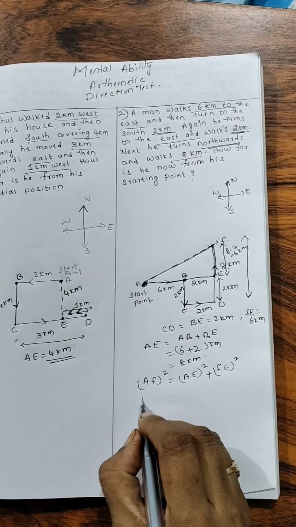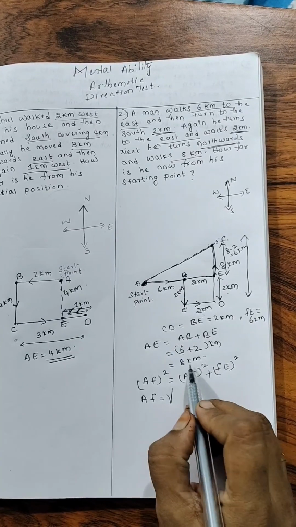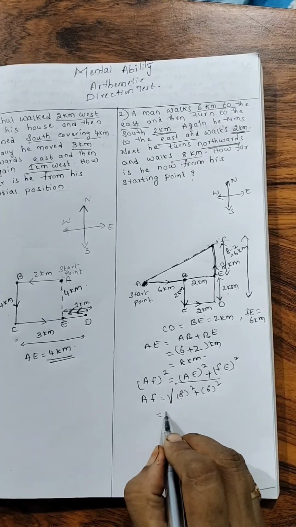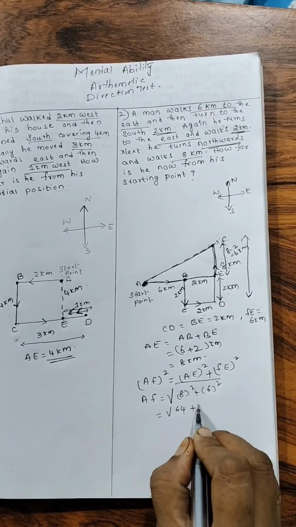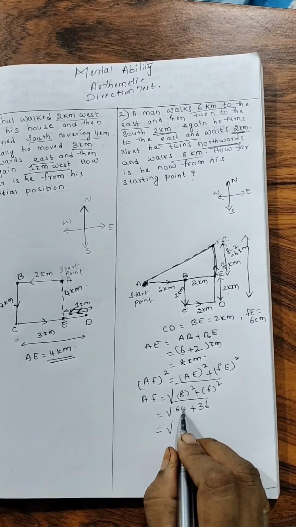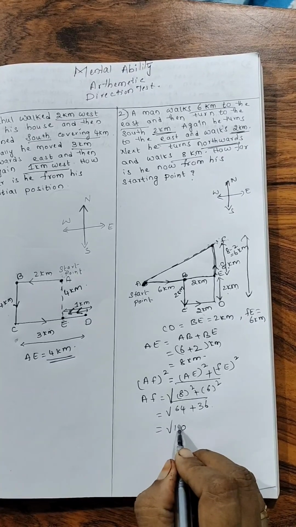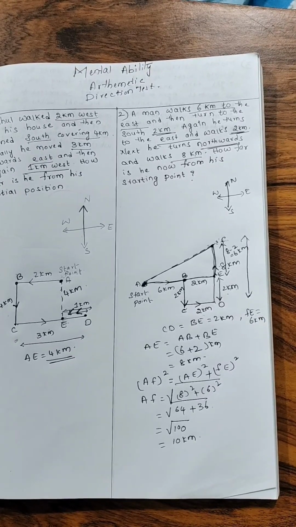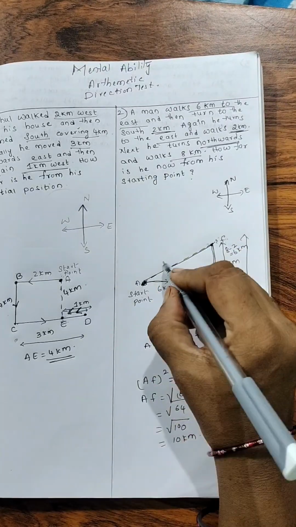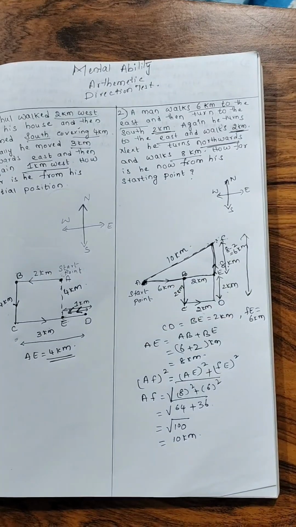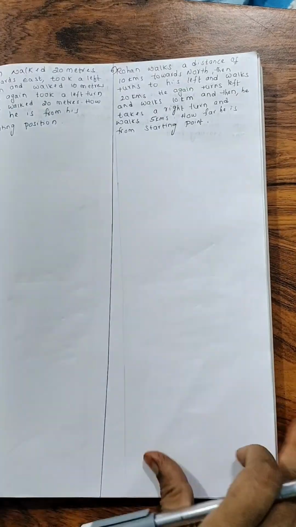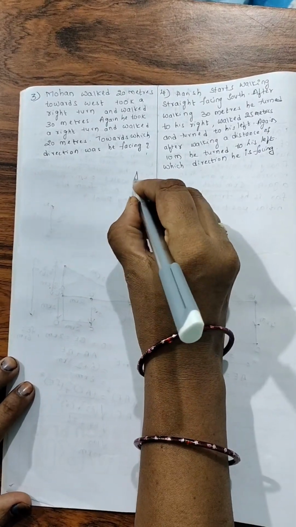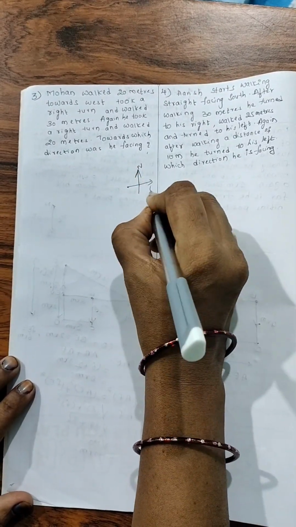So now AF is equal to under root, AE is 8 square, FE is 6 square. So 8 square is 64, 6 square is 36. 64 plus 36 is 100. Root 100 is 10 kilometers. So at what distance is he from F to A? 10 kilometers. Right? Hope you understood. Now let us move to the next question. As usual, first let us draw the directions.